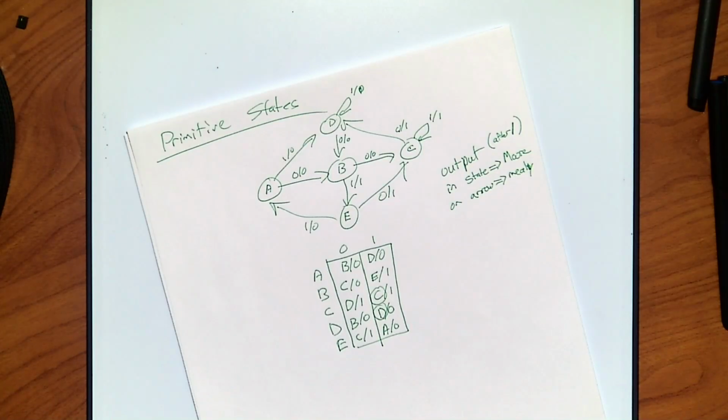the on transition, do they go equivalent? Where does A go on zero? B. Where does B go on zero? B. Where does A go on one? Where does B go on one? B. Is there any way you can tell the difference whether I started in A or B? It's impossible. They're the same state. A and B can be combined together. So it simplifies my life a little bit.